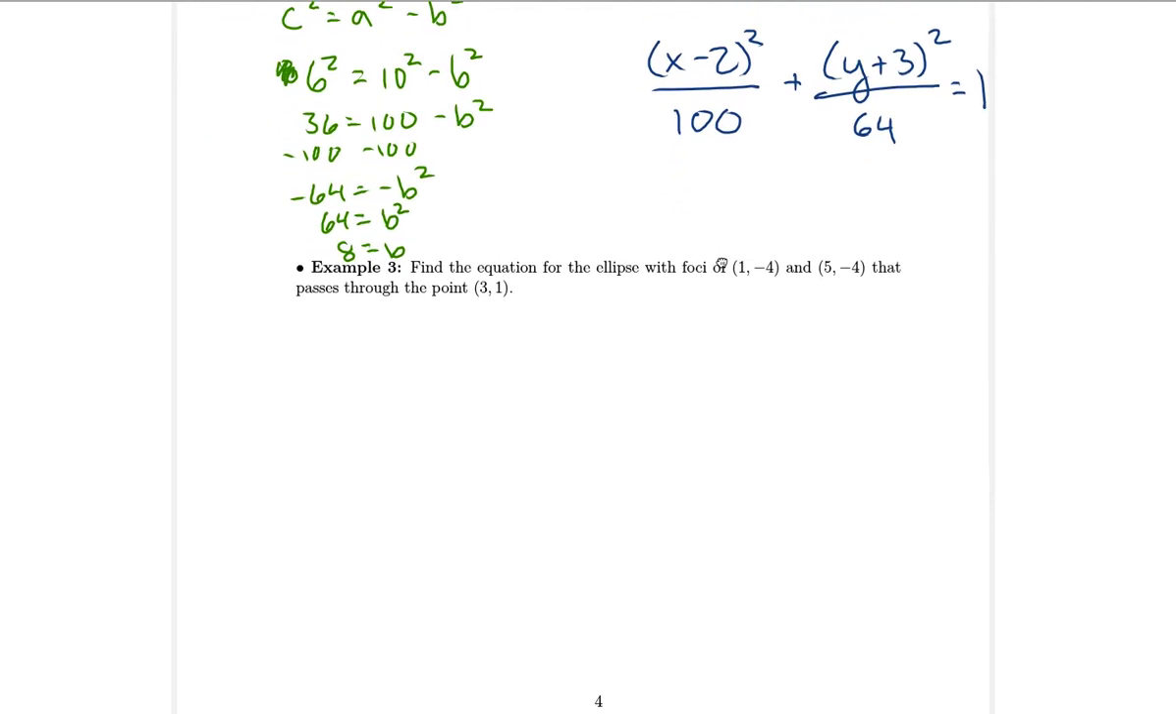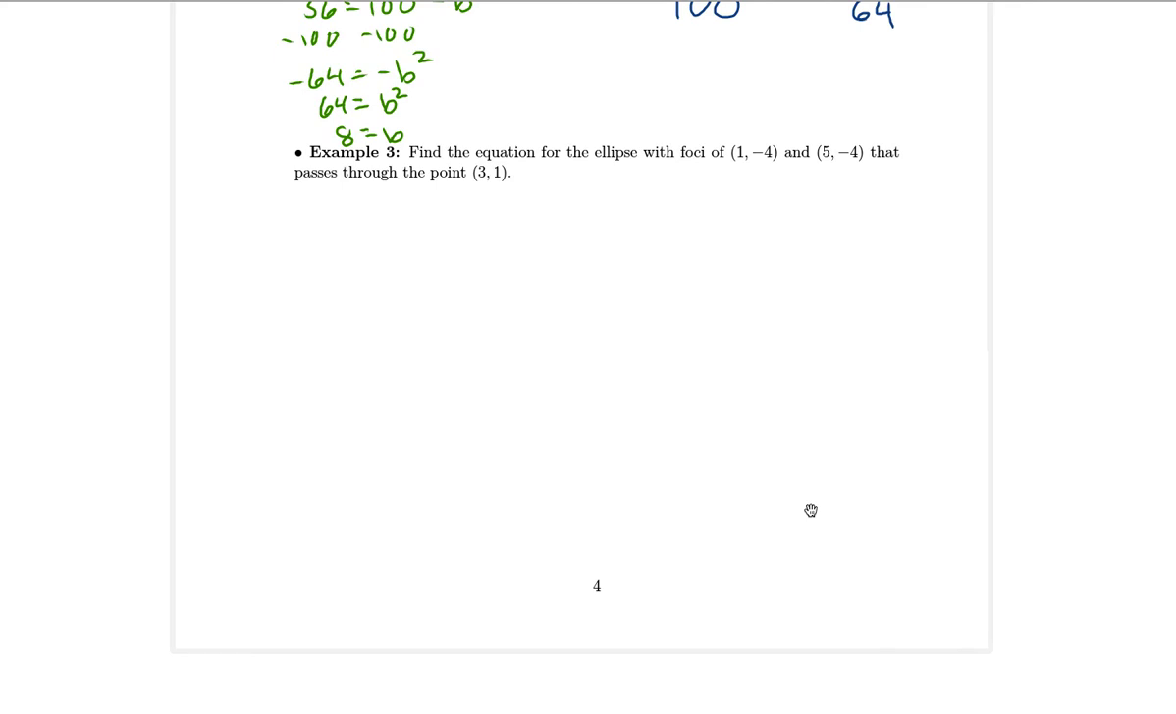All right, let's check out another one here. This one asks us to find the equation for the ellipse with foci at (1, negative 4) and (5, negative 4), and that passes through the point (3, 1). So this one we might find a little bit more challenging, but again, I would definitely start by sketching on a grid the information they gave us.